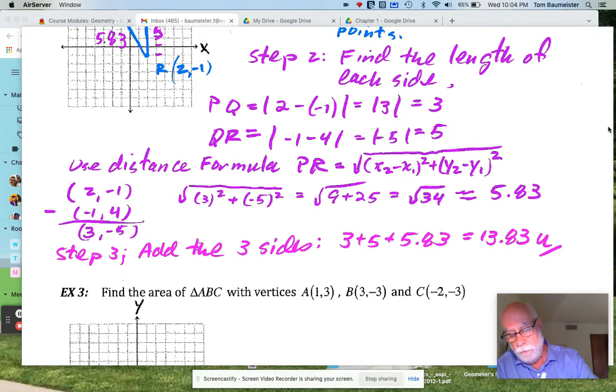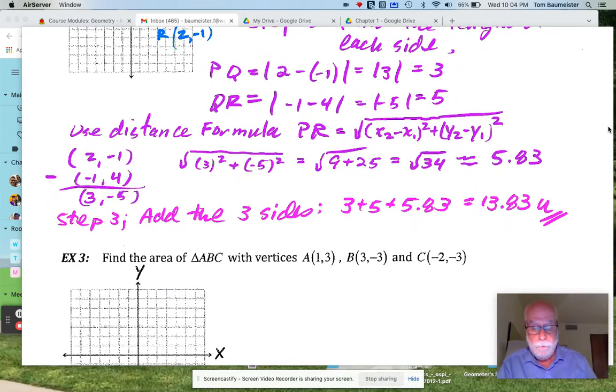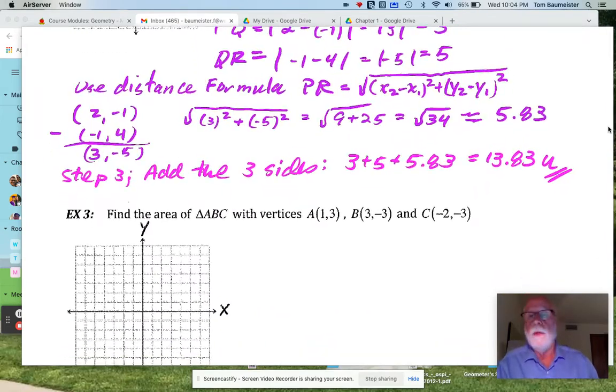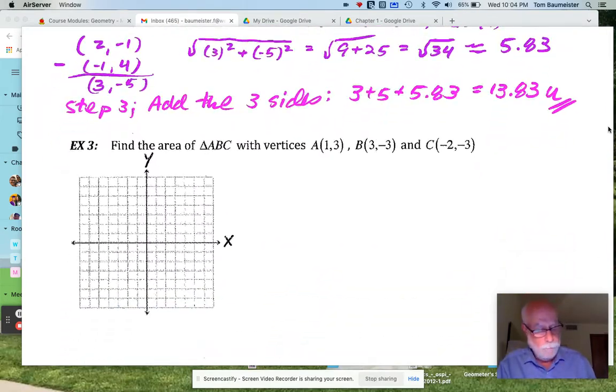That'll be good enough for me. So that is your problem right there, okay? And that's your answer, okay? Again, on the homework, make sure if they're asking you to the nearest, if they said to the nearest tenth, it would be 13.8, okay?